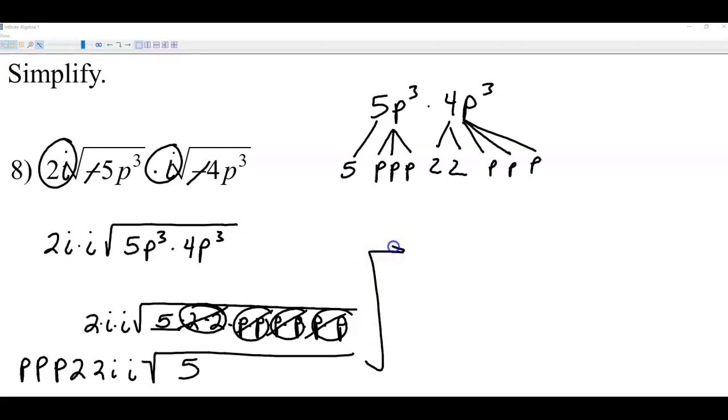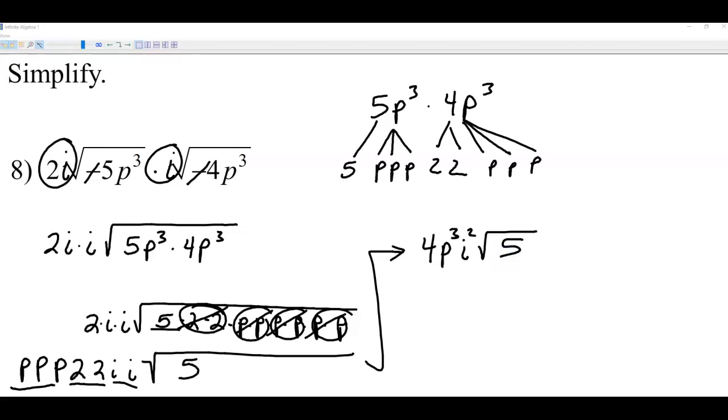So let's put together the stuff on the outside. I've got 3 p's times 2 times 2 times 2 i's. So the 2 2's make 4, the 3 p's make p cubed, and the 2 i's make i squared. And on the inside we have a 5.